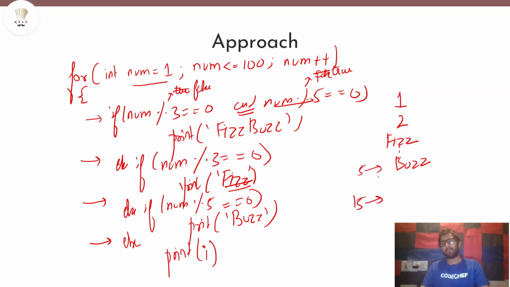Now for 15 what happens? For 15 you check 15 mod 3 is it equal to 0? True. Now is 15 mod 5 equal to 0? True. Now why is this true for both cases in 15? Because 15 is a number that is divisible by 3 and it is divisible by 5. That is why 15 mod 3 equal to 0 and 15 mod 5 equal to 0. Hence for 15 the string FIZZ BUZZ will be printed. So it seems that it will work for all the numbers properly.